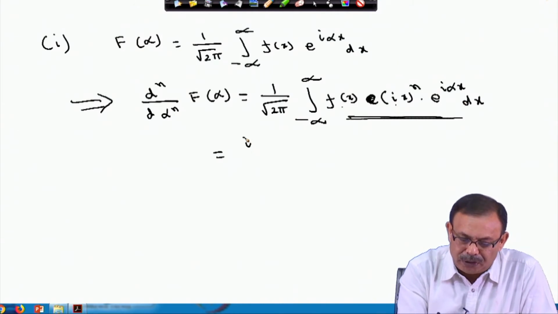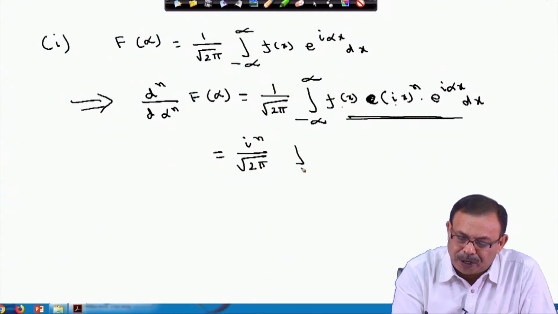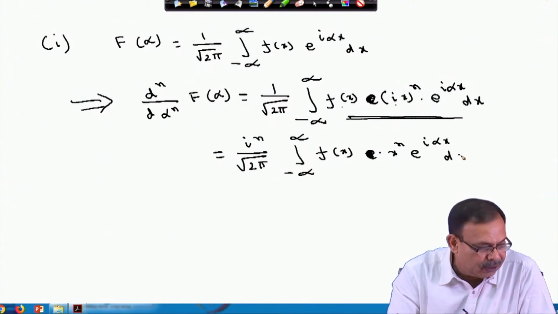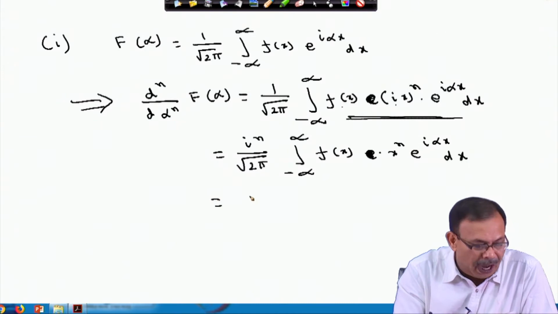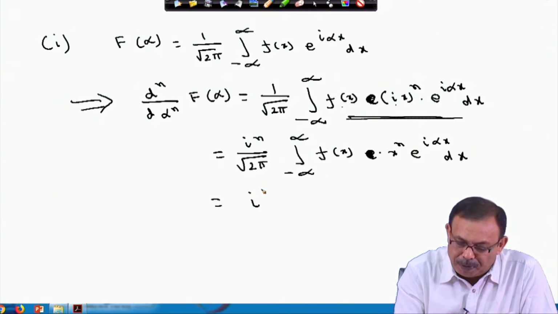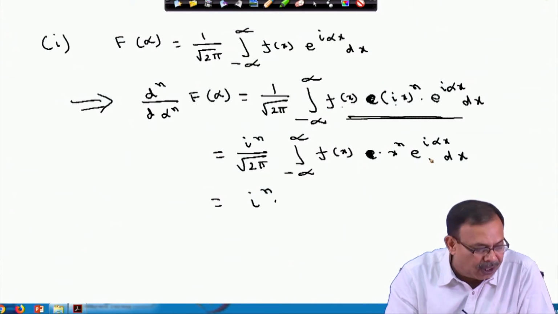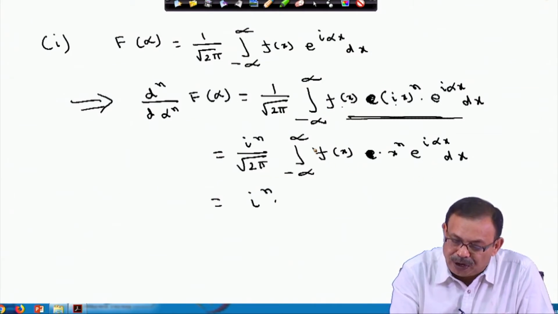So, i to the power n will go outside. It will be i to the power n into 1 by root 2 pi, integral from minus infinity to infinity of f x into x to the power n into e to the power i alpha x dx. And this equals i to the power n into 1 by root 2 pi, integral of f x into x to the power n into e to the power i alpha x.